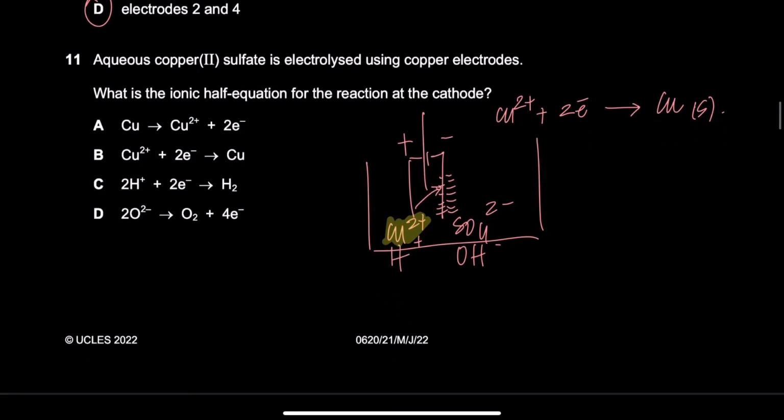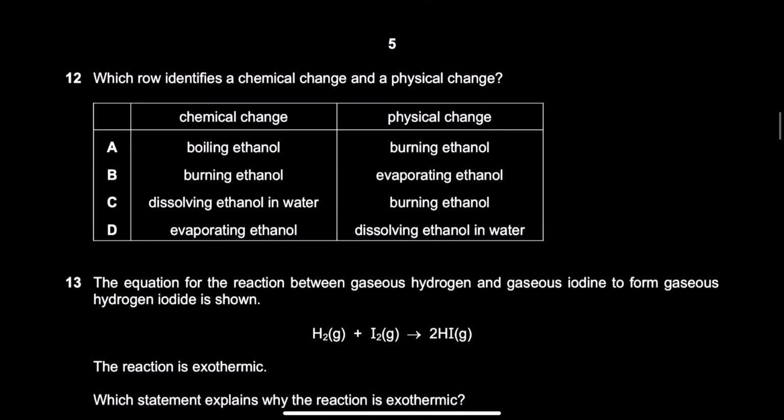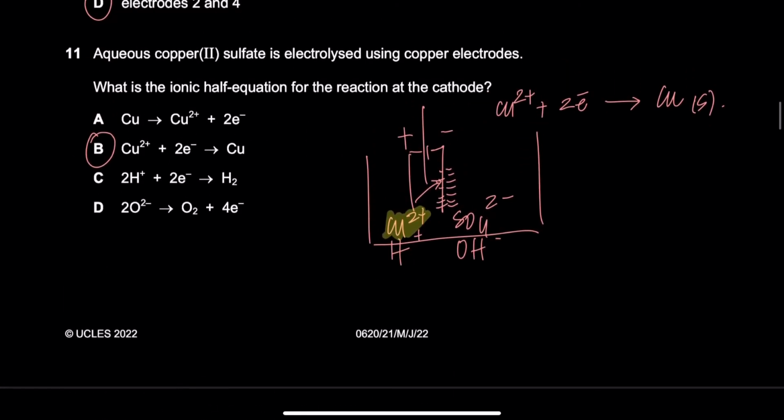So copper 2 plus gains 2 electrons and becomes copper solid, right? Which row, and why is A wrong? Because A is basically the opposite thing. It's saying a copper solid is becoming the copper 2 plus ion and is giving 2 electrons, which is not the case.